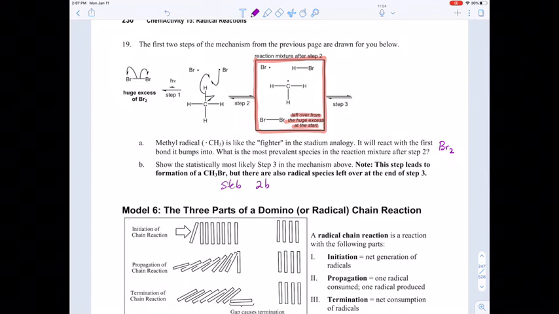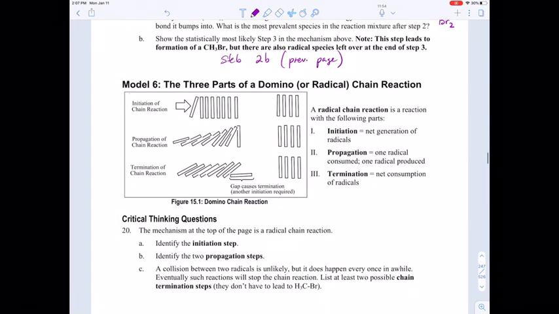Right, in step 2B, the new radical that we formed is going to bump into that really common Br2 that we have in excess of. I'm going to write on here previous page. Okay, so let's put some names to these parts. Three parts of a domino chain reaction or a radical chain reaction. This is literally what you've heard, chain reactions. So we initiate. It's kind of like playing with dominoes, where you start, you knock one over, and then it keeps tipping them down as they go on. So we have initiation, propagation, and termination.